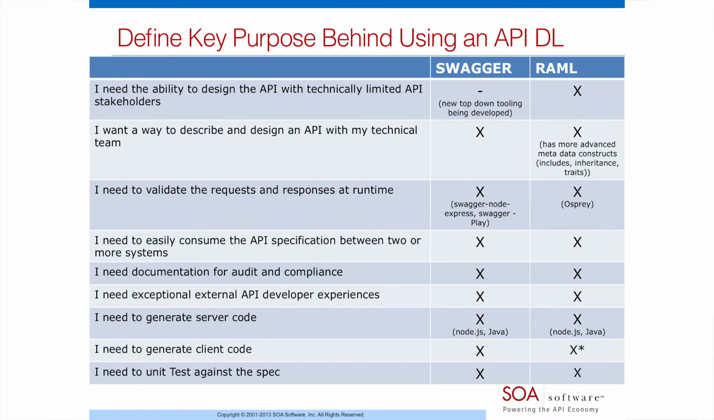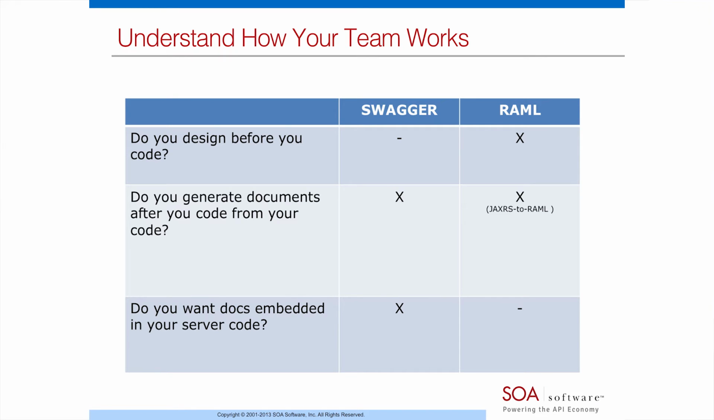I need to unit test against the specification. Both Swagger and RAML, you can use for unit testing, and they have integration with the SmartBear tools and so forth.